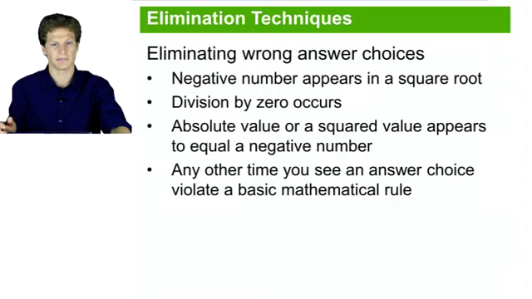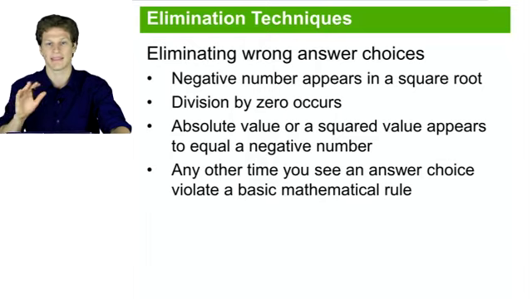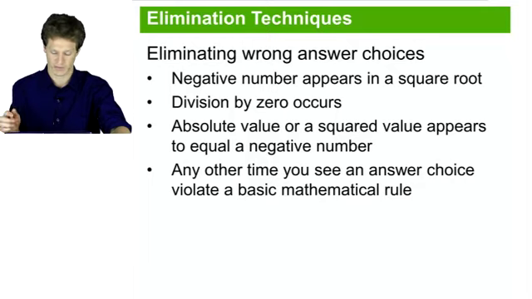On the math section, there are a number of straightforward methods and ideas that we can use to eliminate answer choices quickly. Some examples include cases where a negative number appears in a square root, attempting to divide by 0, or negative values representing squared or absolute value quantities. This is by no means an exhaustive list. There are in fact many ways that answer choices may be eliminated quickly. So anytime you see one that violates a basic mathematical concept, eliminate it. Let's try a couple examples.